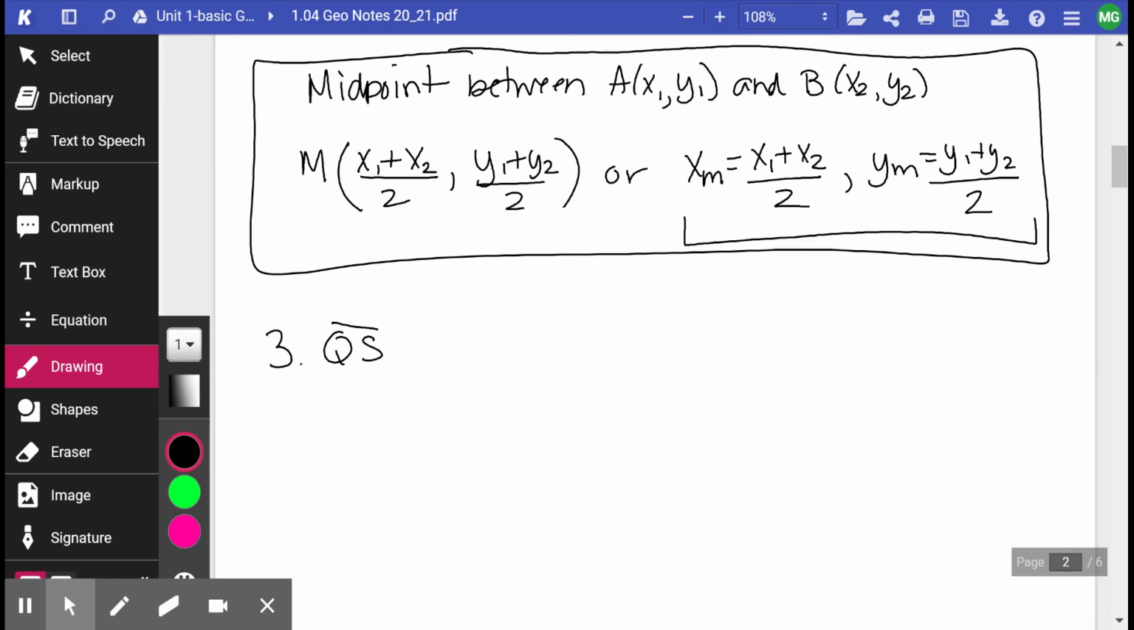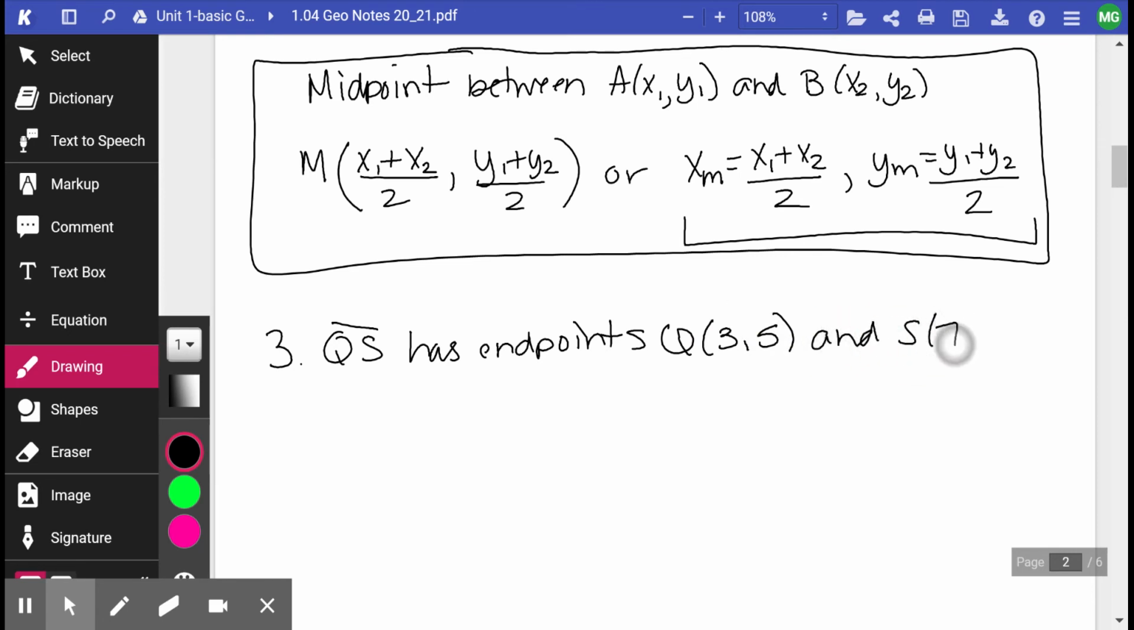All right, let's look at a couple examples. So segment QS has endpoints Q, which is (3, 5), and S, which is (7, negative 9). Find the coordinates of midpoint M.